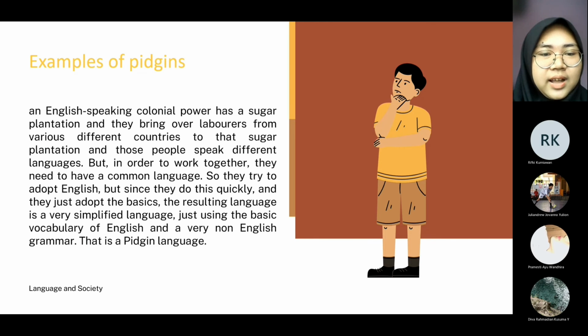Example of pidgins. An English-speaking colonial power has a sugar plantation, and they bring over laborers from various different countries to that sugar plantation, and those people speak different languages. But in order to work together, they need to have a common language. So they try to adopt English. But since they do this quickly and they just adopt the basics, the resulting language is a very simplified language, just using a basic vocabulary of English and a very non-English grammar. That is a pidgin language.